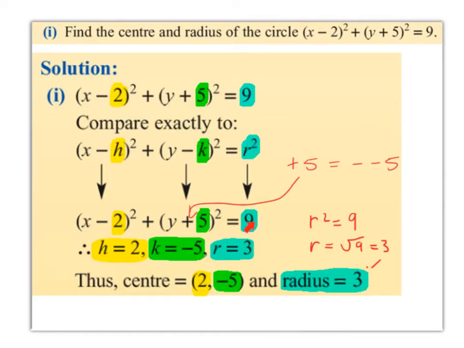And then r squared is equal to 9, so r is equal to the square root of 9, which is 3. So the radius is equal to 3. Now, a much quicker way of doing this is just saying, if this is minus 2, we change the sign to get positive 2. If this is positive 5, change the sign to get minus 5. And if this is 9, square root it to get 3. That's what I would do instead of writing all of this out.